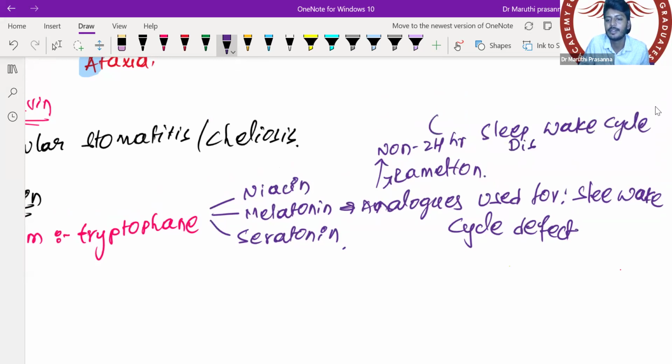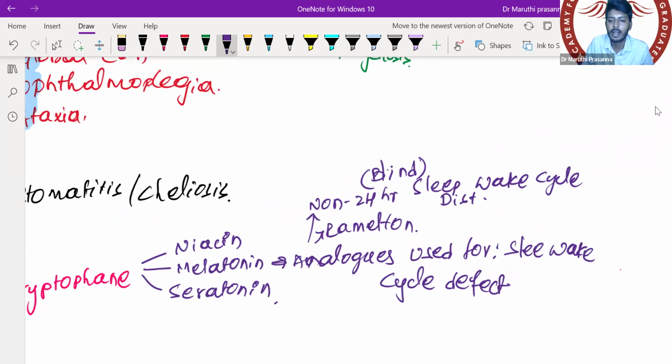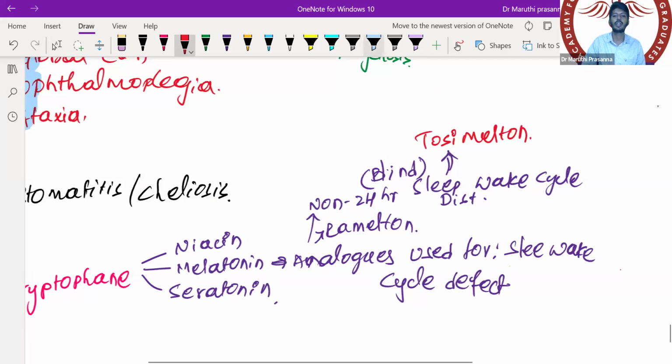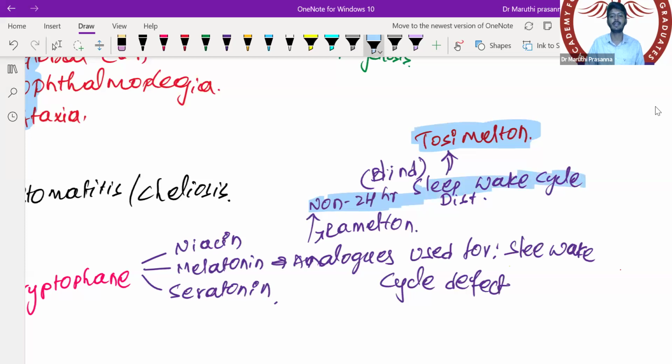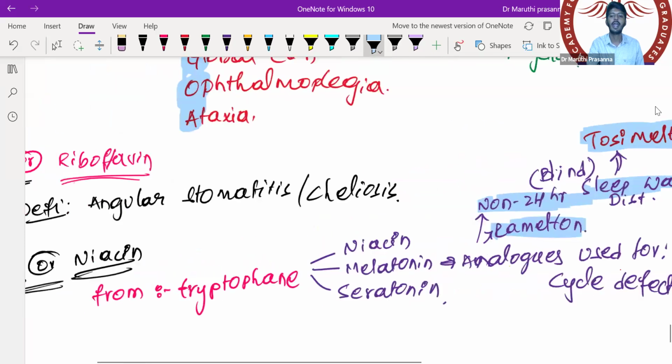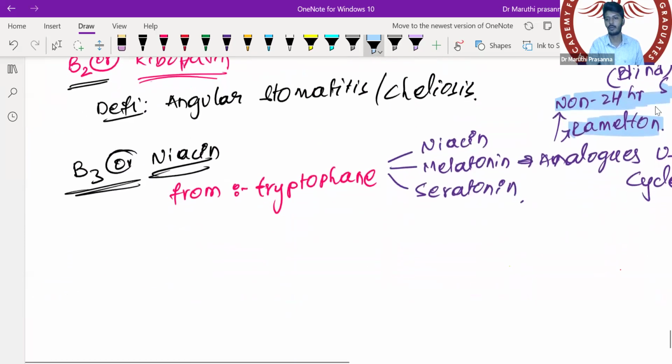This disturbance is seen in blind people. For that, the drug of choice is not Ramelteon. The drug of choice is a different one called Tasimelteon. What is that? Tasimelteon. This has been a previously asked question. Tasimelteon is used for the treatment of non-24-hour sleep-wake cycle disturbance. For the normal sleep-wake cycle disturbances, we can use Ramelteon. This was a previously asked question, so don't get confused, sir.